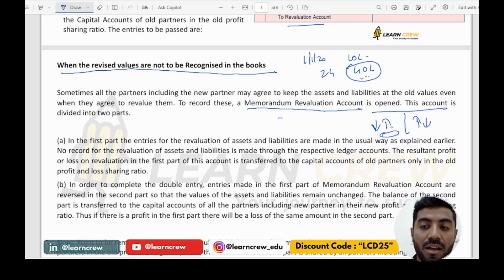Say for example, profit is there. This profit will be shared by the old partners in the old profit sharing ratio. Okay. Then whatever the increase and decrease there, to be reversed here. Whatever increase in assets to be reversed. Okay. Then, if initially you got a profit, then you'll be getting a loss. This loss to be shared between all the partners, including the new partners, in the new profit sharing ratio. This is the only difference between revaluation account and memorandum revaluation account.